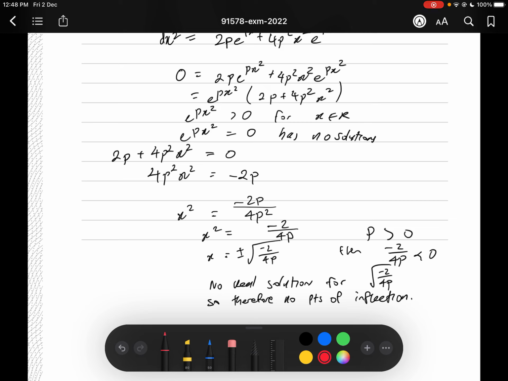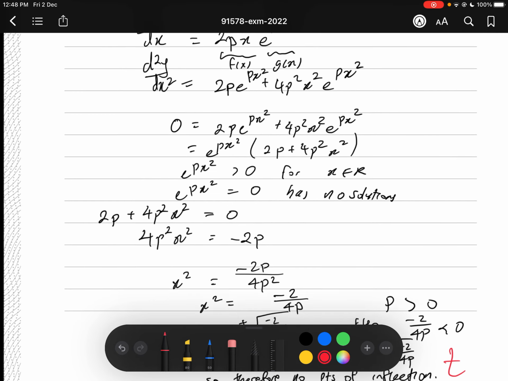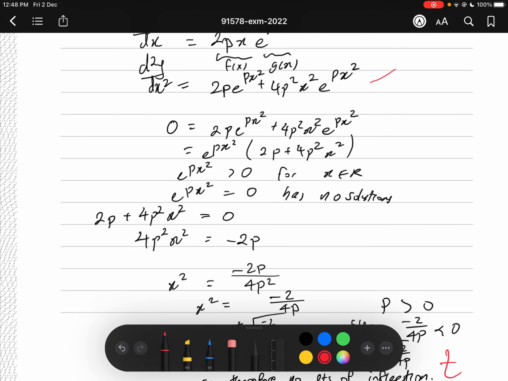So if you can get all the way to the end of the proper justification, that should be enough for an excellence. In terms of getting a merit grade, if you can get up to x equals plus or minus the square root of negative 2 over 4p, that could be enough for a merit grade without the justification. In terms of getting an achieved, I think if you can get the second derivative correct, finding the expression for the second derivative, that should be enough for an achieved.